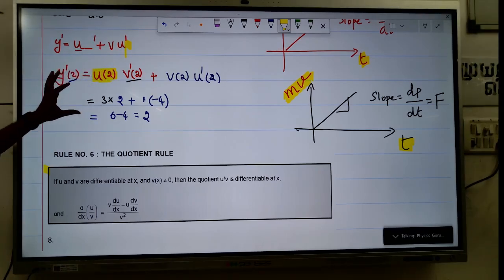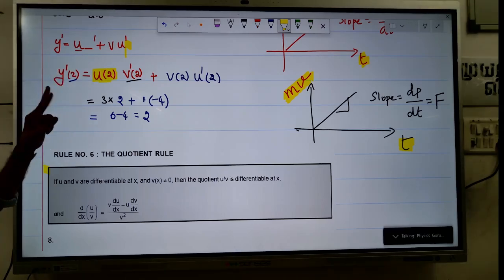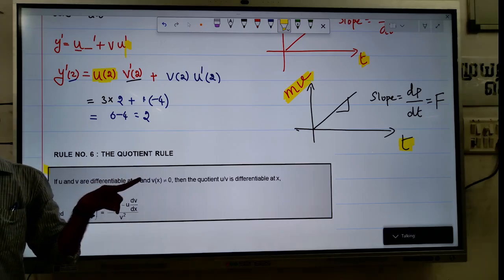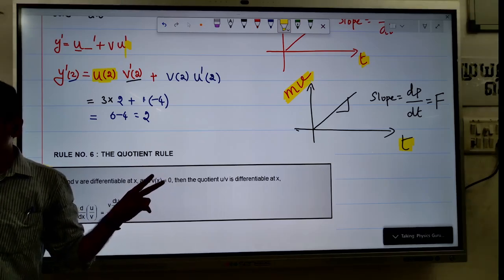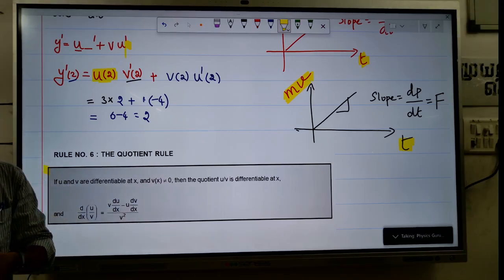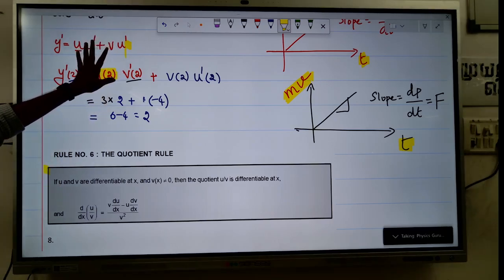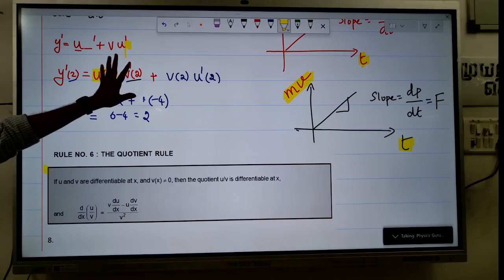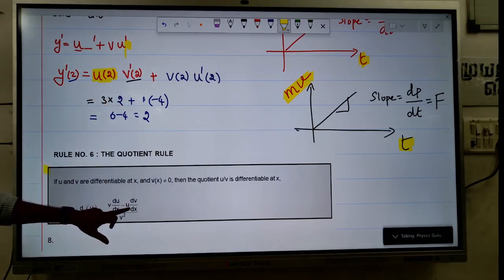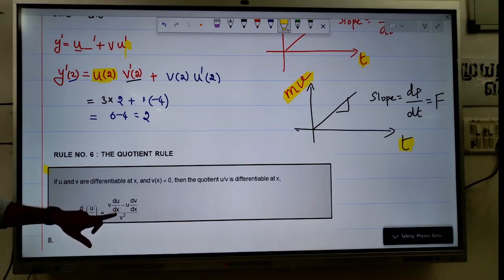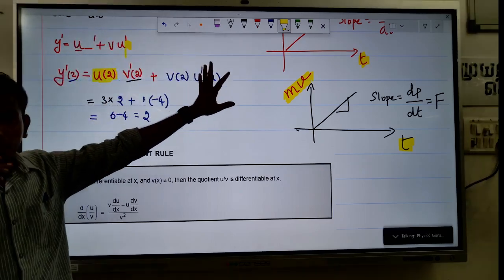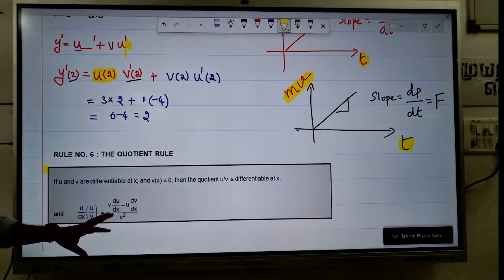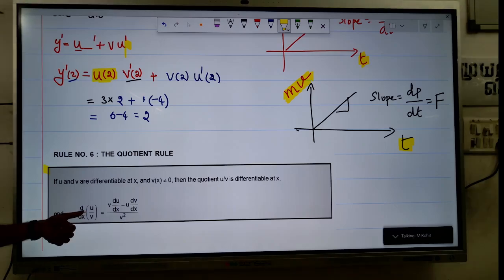So the derivative of two interdependent quantities should be calculated using this UV formula. This is called the UV formula. The quotient rule is called the U by V formula. The previous one is the UV method. This quotient rule is the U by V method. Okay? Got it?